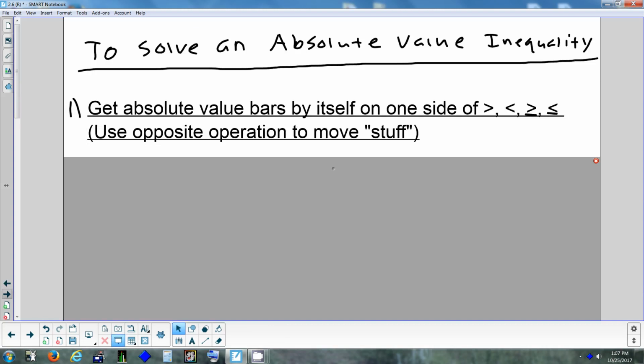So you're going to write, instead of that, get absolute value bars by itself on one side of, then you're going to write down all the inequality signs, and use the opposite operation to move stuff. It'd be like if we had something like this. You guys can keep copying this down. You don't have to write this either.